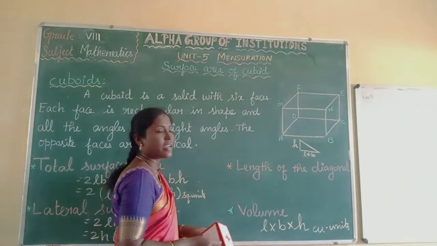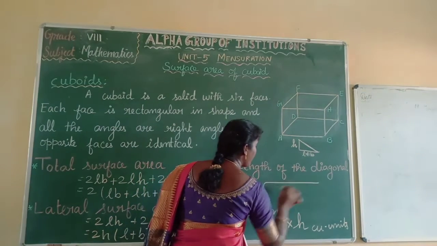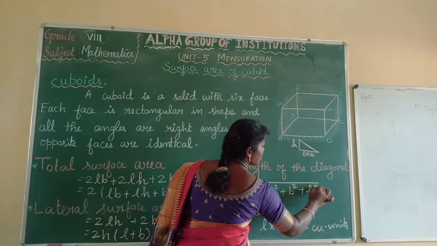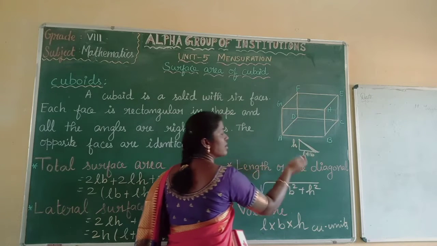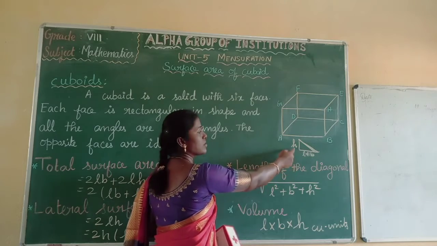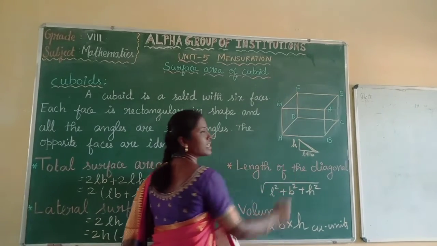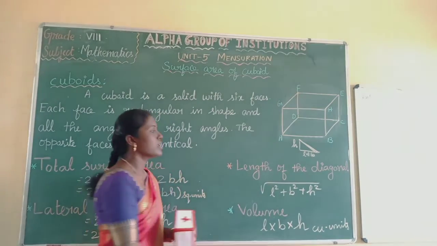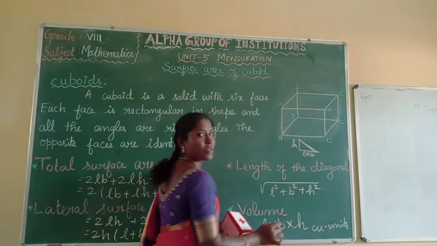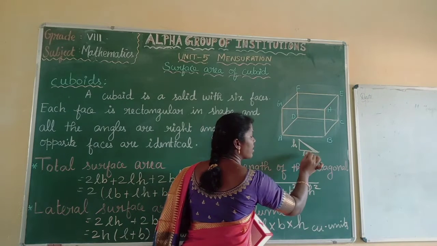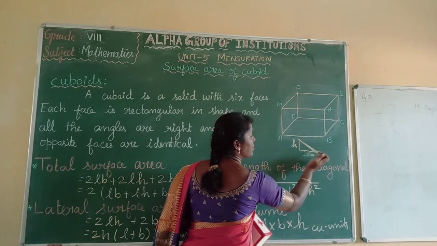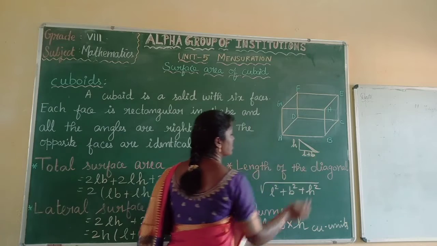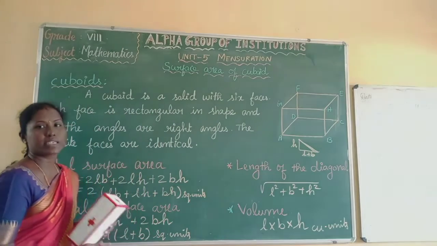So the length of the diagonal is given by the square root of L square plus B square plus H square, because the square of the diagonal is the sum of squares of the other two sides. So H square plus the other side, which is L plus B, squared, that is L square plus B square. This is given as L plus B because this includes the measure of length as well as the breadth.